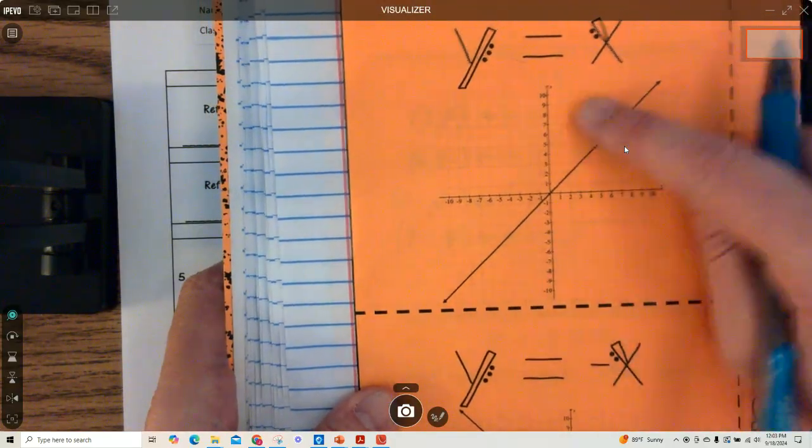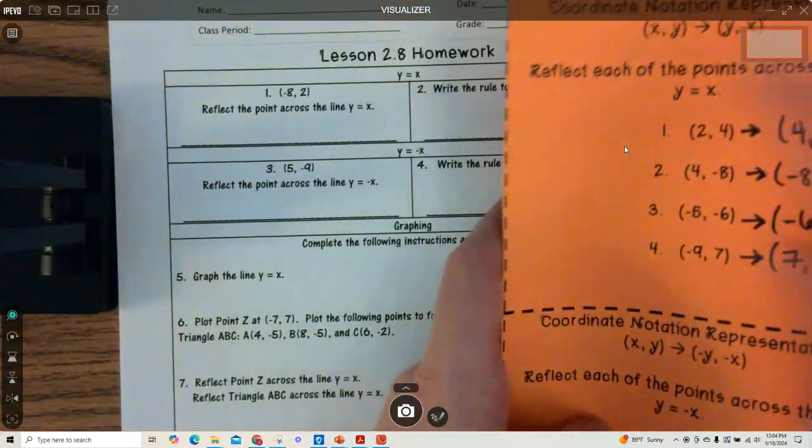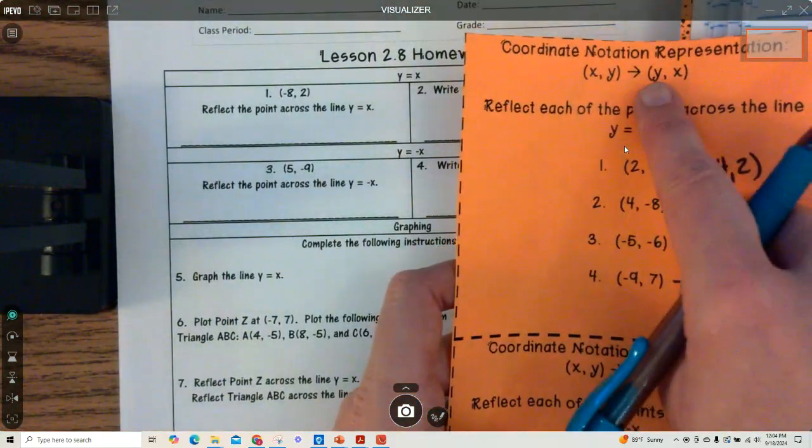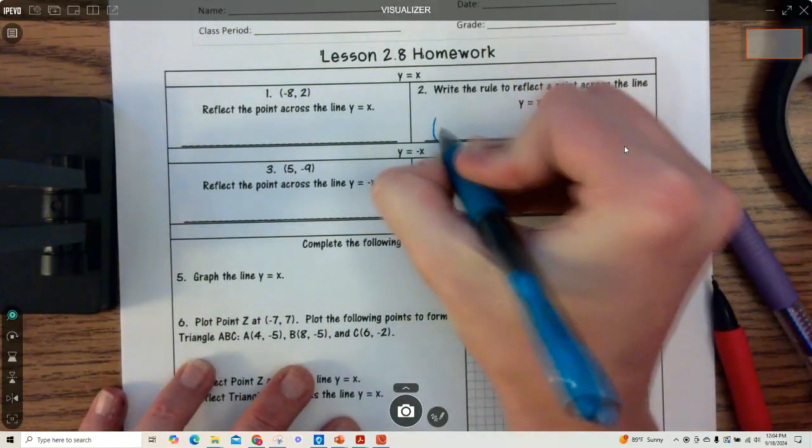So we would reflect something across this line, but there's a rule that makes it easy. It's x comma y turns into y comma x. You just reverse the ordered pair.